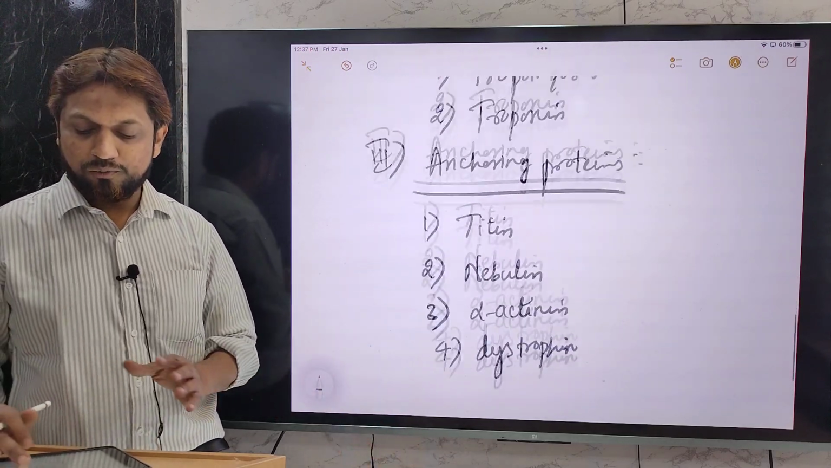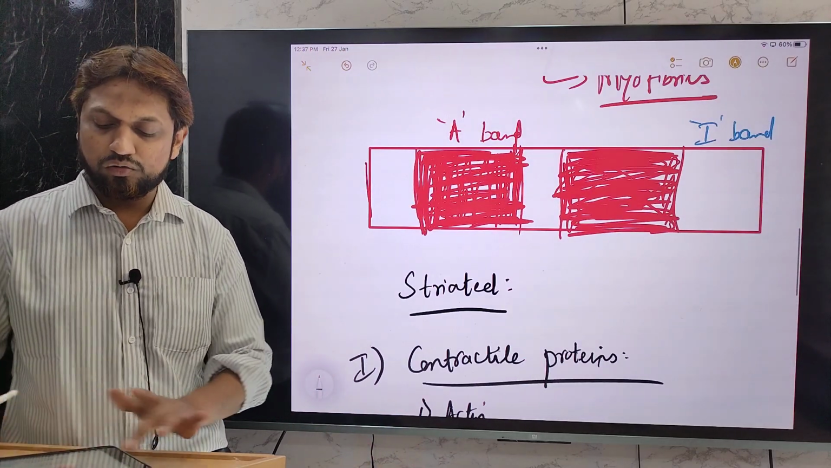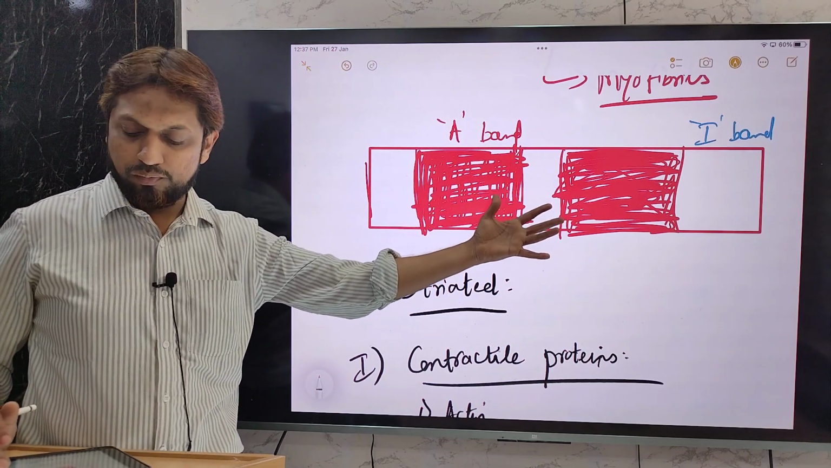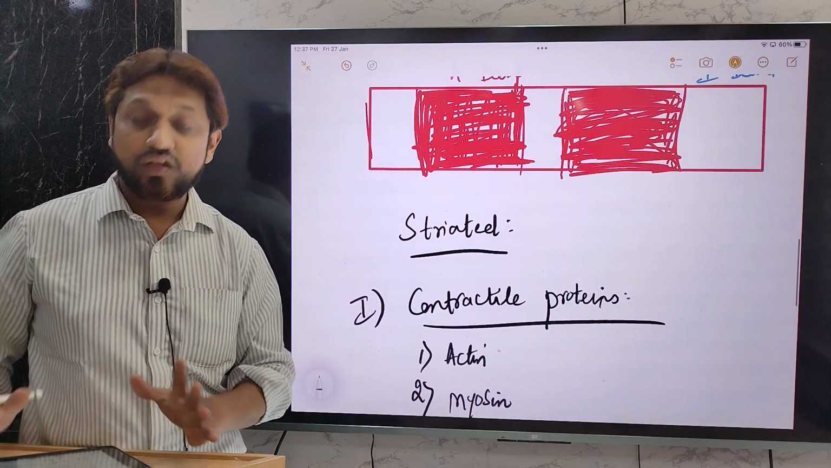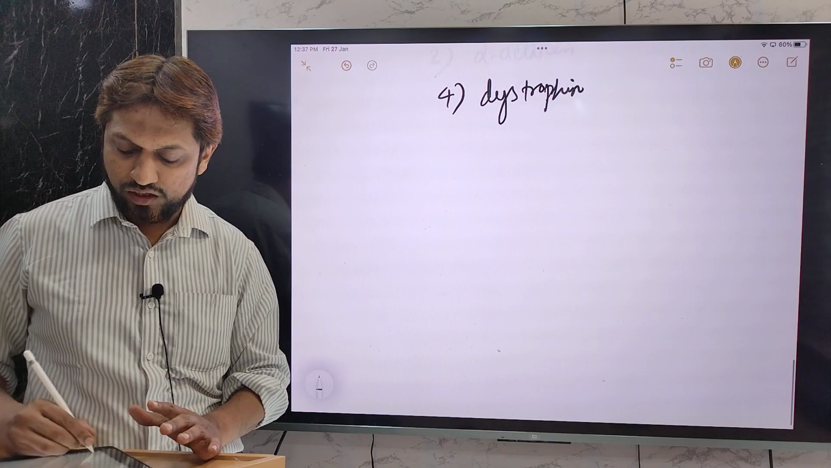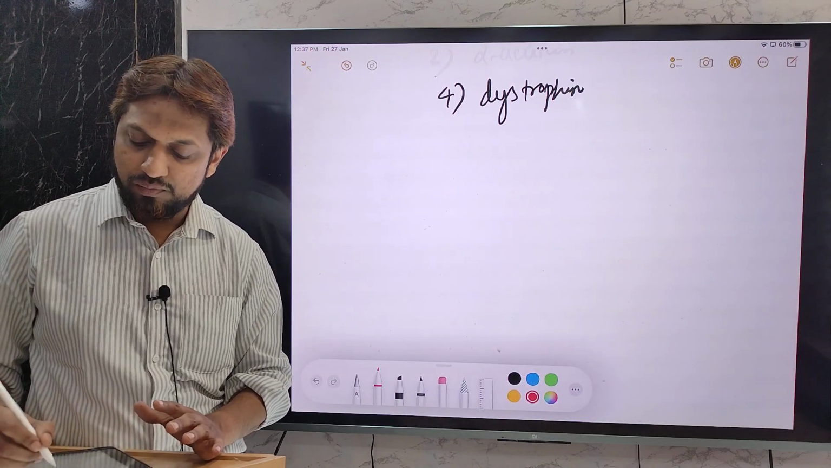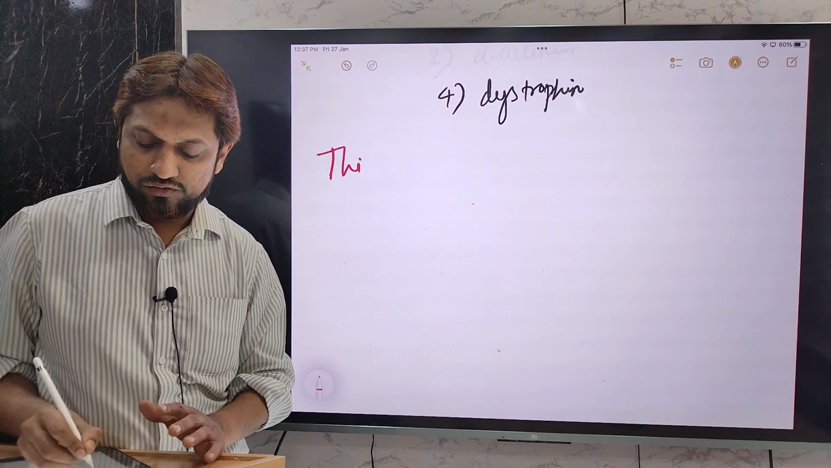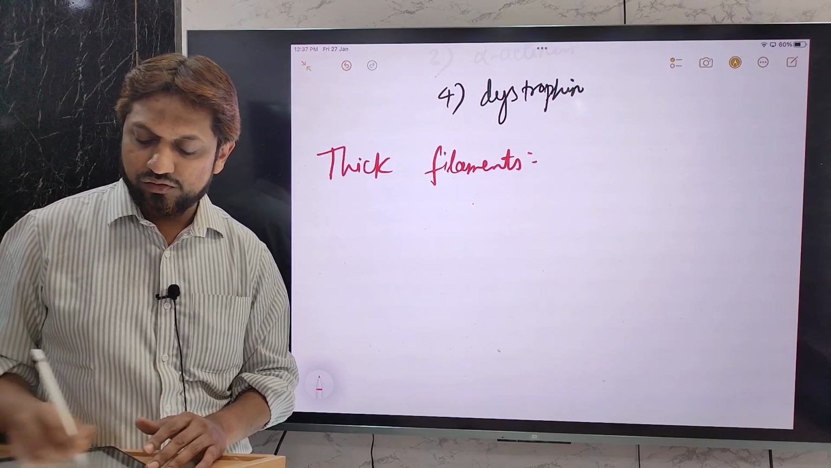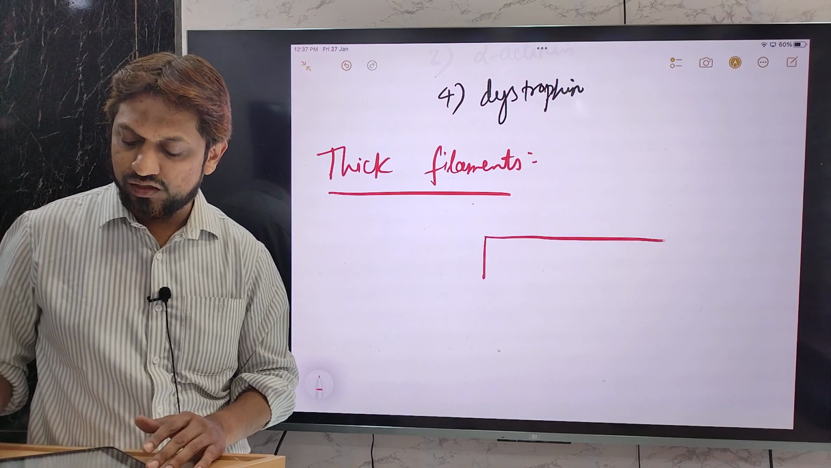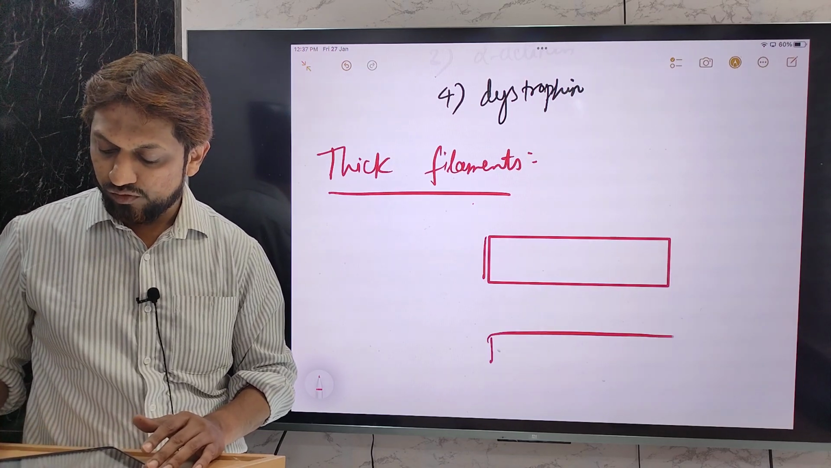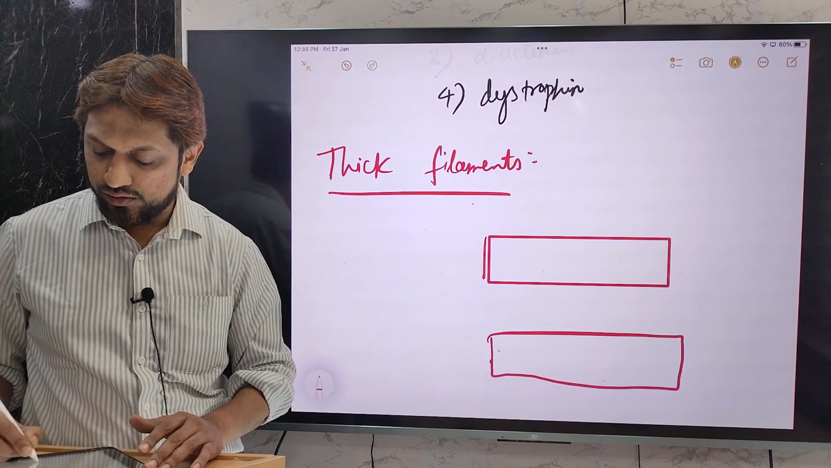Now how are all these proteins located in the myofibril? If we further enlarge and see in an electron microscope, how does this look? First we'll come to the A band. This A band is mainly made up of thick filaments, so that's why it appears darker. Thick filaments will be present like this.